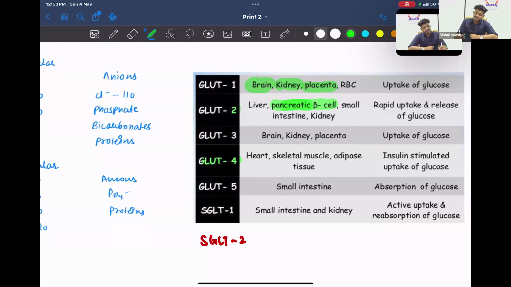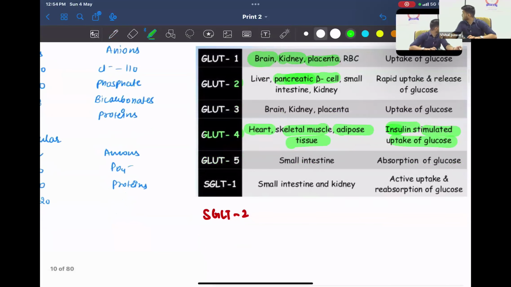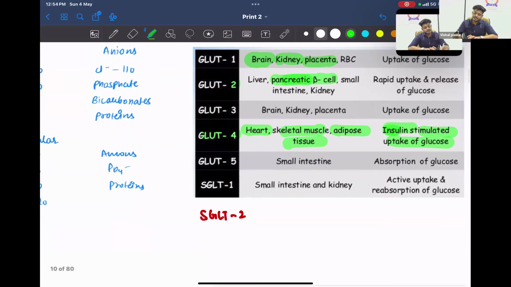GLUT 4 will be present where? It is going to be present in your heart, skeletal muscle, and adipocytes. And they are going to have insulin-stimulated glucose uptake. Just remember this point, I'll teach you in diabetes. GLUT 3 will be the same, BKP.